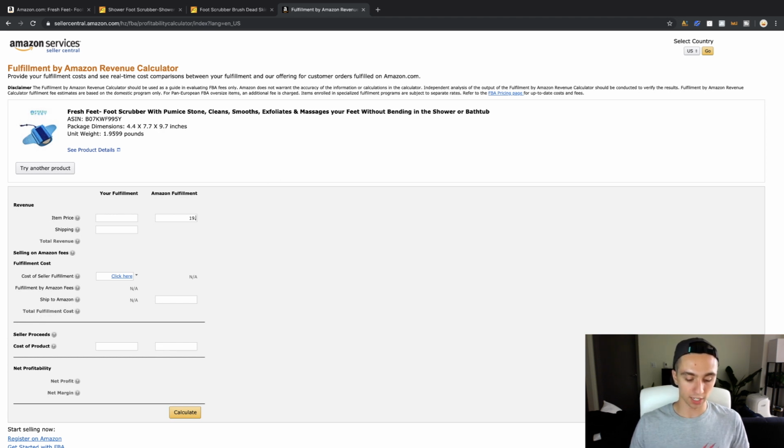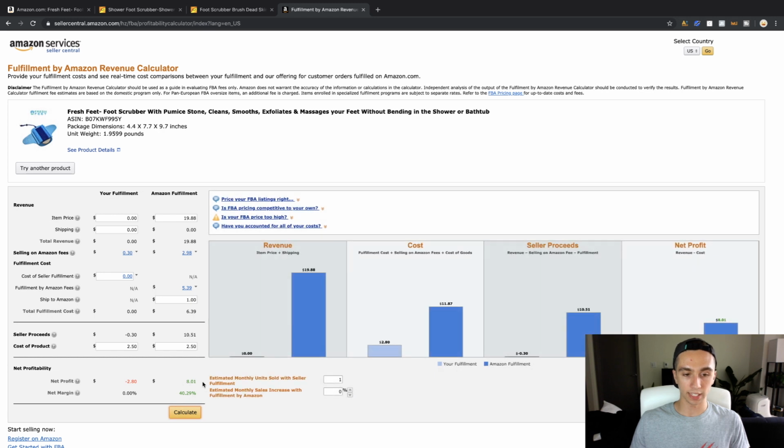So we established that that's $19.88. We're just using this as an example. Ship to Amazon, it's gonna cost us $1. And then cost of product was gonna cost us $2.50. So now if we calculate, you can see the same exact number, same exact net margin. The only thing it's not telling us is our return on investment.